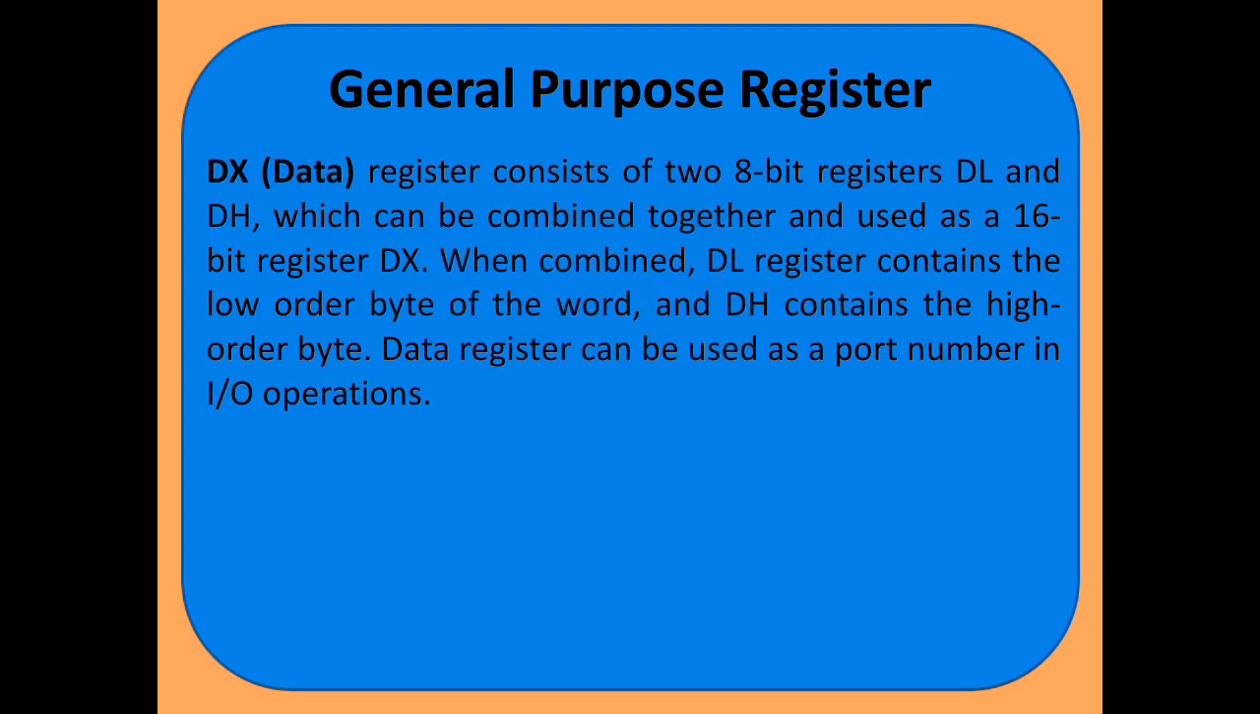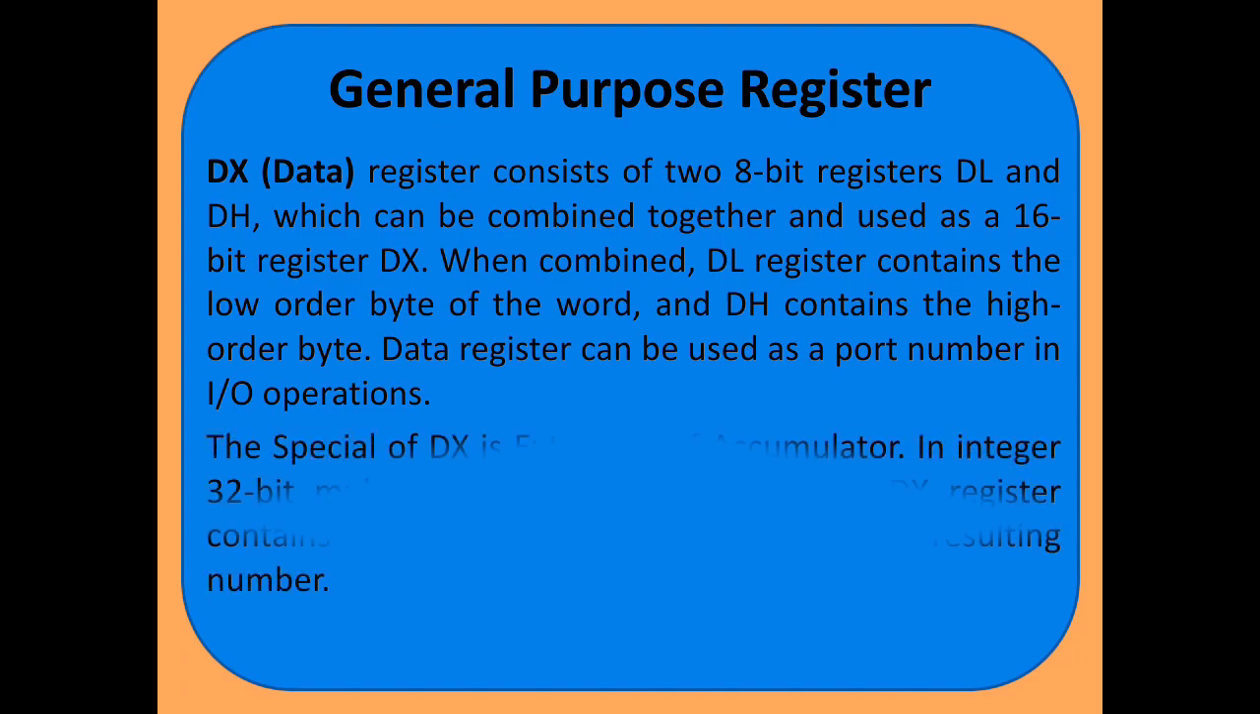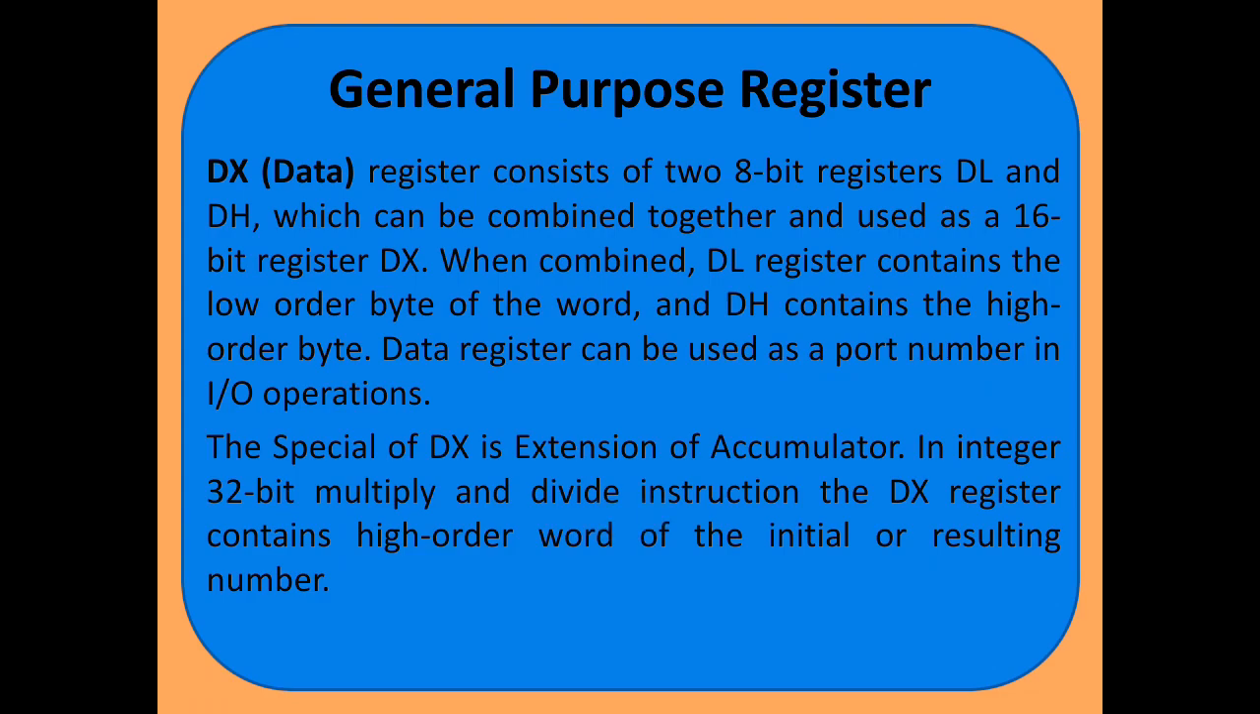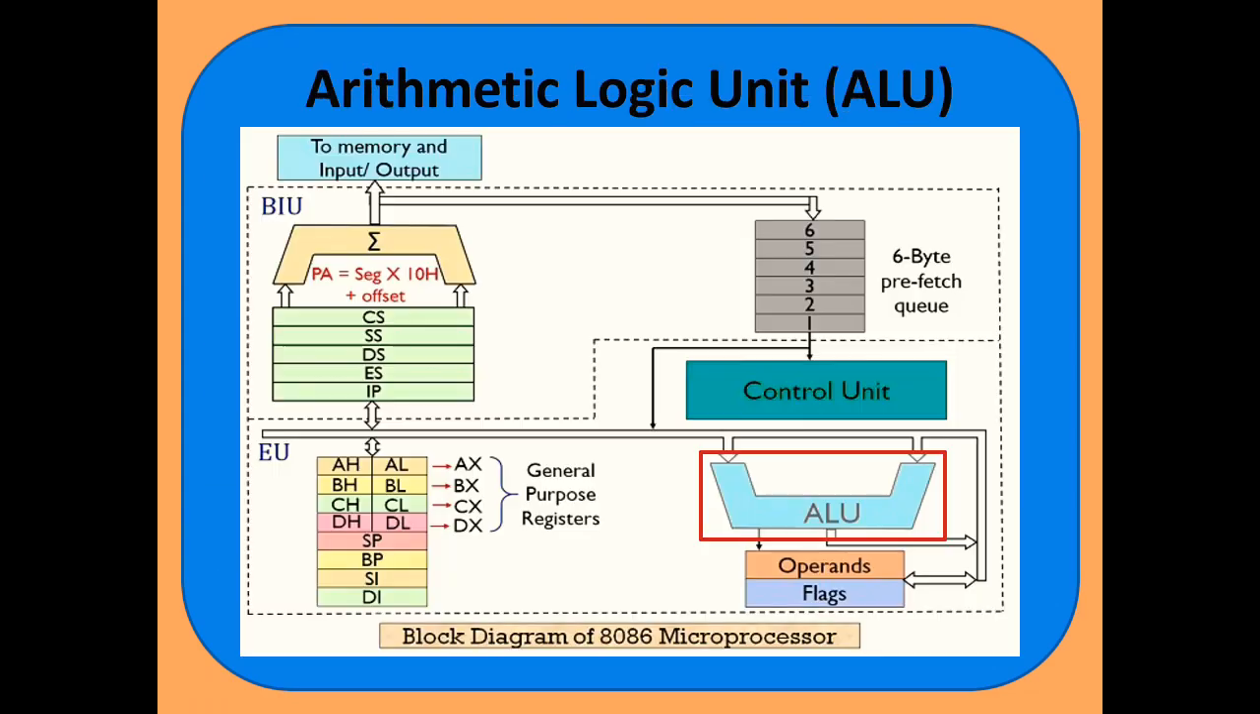And coming to DX, DX is the data register. It is also a 16-bit register, which is divided into two 8-bit registers. DL is the lower byte of the DX register and DH is the higher byte. The special function of the DX register is that it acts as an extension of the accumulator. That means whatever data is extended from the accumulator is present in the DX. This happens when we go for multiplication and division operations.